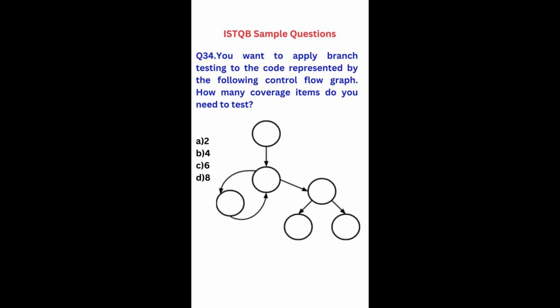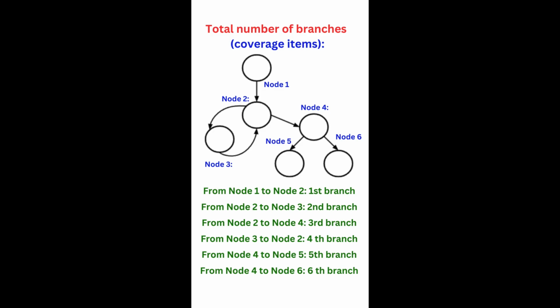Question 34. You want to apply branch testing to the code represented by the following control flow graph. How many coverage items do you need to test? To determine the number of coverage items needed to test, we will count all the branches in the graph. Steps. First, identify the nodes and the edges connecting them, and then count the number of branches originating from each node.